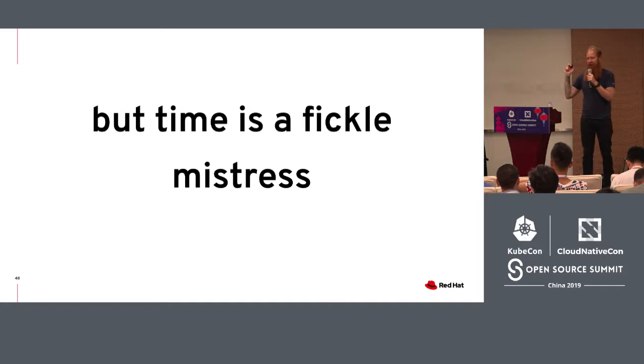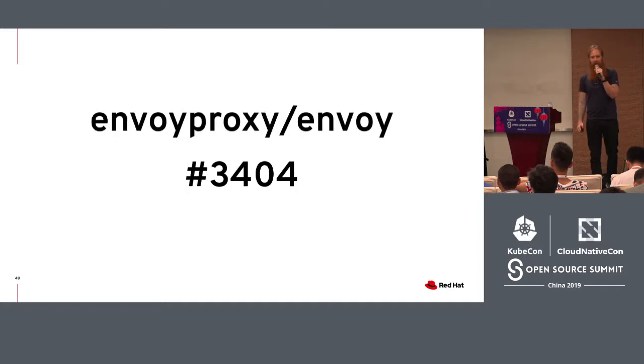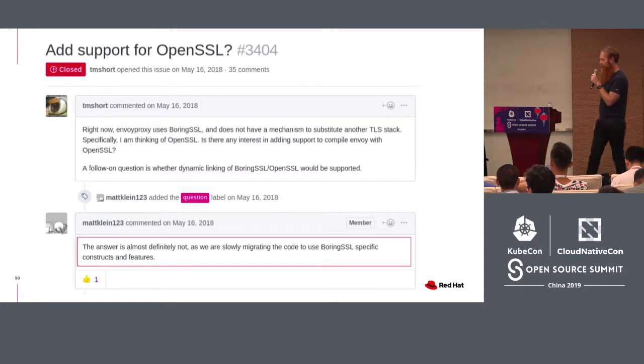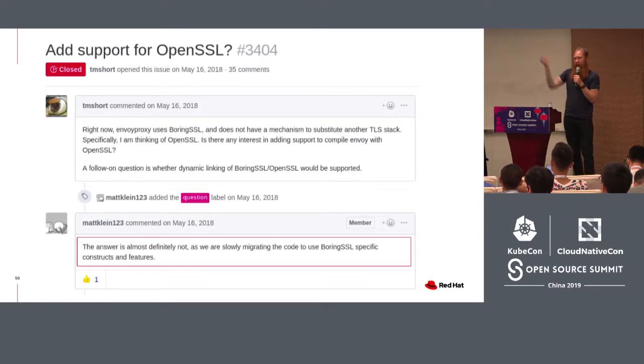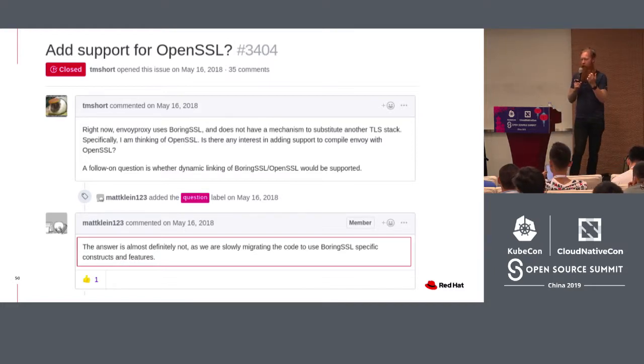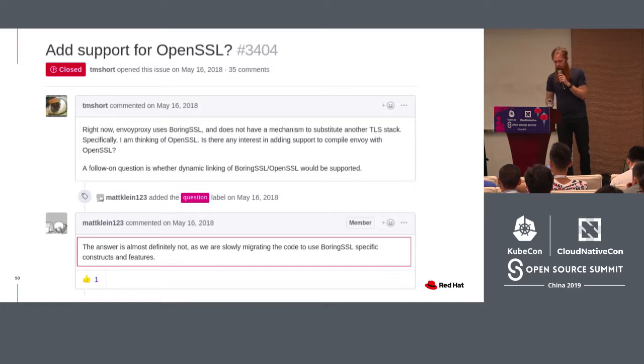Unfortunately, time is a fickle mistress, because then we get to issue number 3404, where it gets called out that the answer around adding back support for OpenSSL is absolutely not. They're migrating completely away from it. Folks from Akamai made this request because this is the thing that they need. And this is where the Faustian bargain comes in. Why would the project decide to make such a turn?